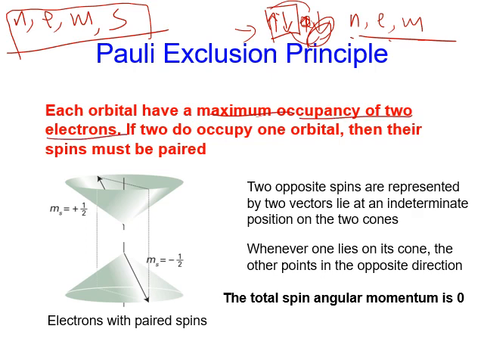Also, if you have 2 electrons in the orbital, one must be spin up, one must be spin down. So their spins must be paired. This can be represented by these 2 cones with 2 vectors lying at indeterminate positions. But if one lies on one cone, the other must be in the opposite direction. The total spin angular momentum is 0. They cancel each other.